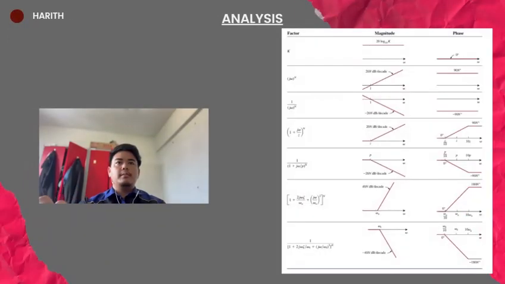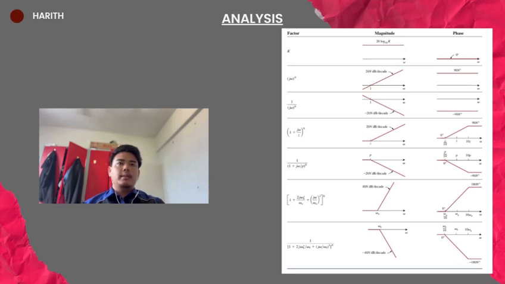So as you can see, the table beside me presents a collection of fundamental factors used to analyze and construct Bode plots, which are essential tools for understanding the frequency response of control systems. Each factor describes a specific component of a system's transfer function, detailing its unique contribution to both magnitude and phase characteristics. The table is organized into 3 main columns: number 1 is factor, the middle one is magnitude, and on the right hand side is phase.